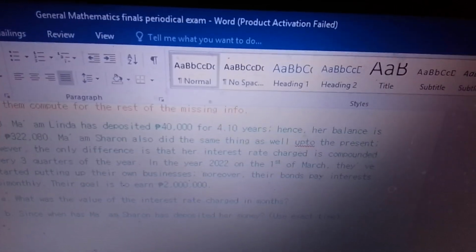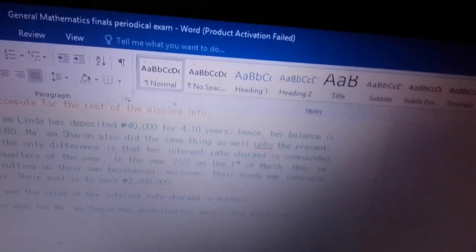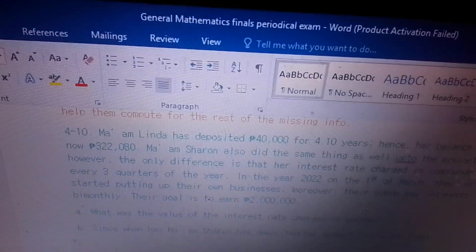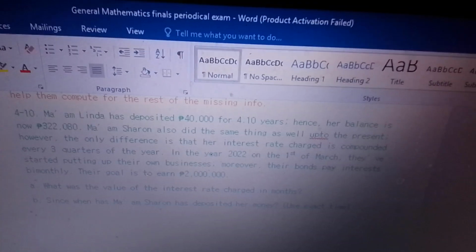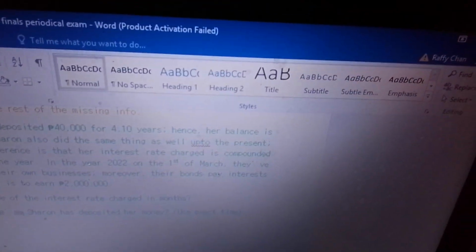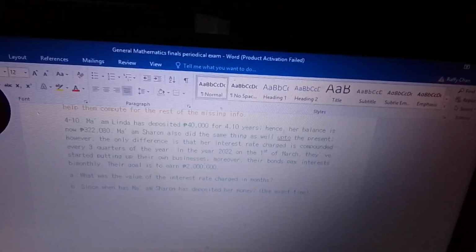Ma'am Linda once deposited 40,000 pesos for 4.10 years. Hence, her balance is now 322,080 pesos. Ma'am Sharon also did the same thing up to the present. However, the only difference is that her interest is compounded every 3 quarters of the year. In the year 2022, on the 1st of March, they started putting up their own businesses. Moreover, their bonds pay interest bi-monthly, and their goal is to earn 2 million pesos.